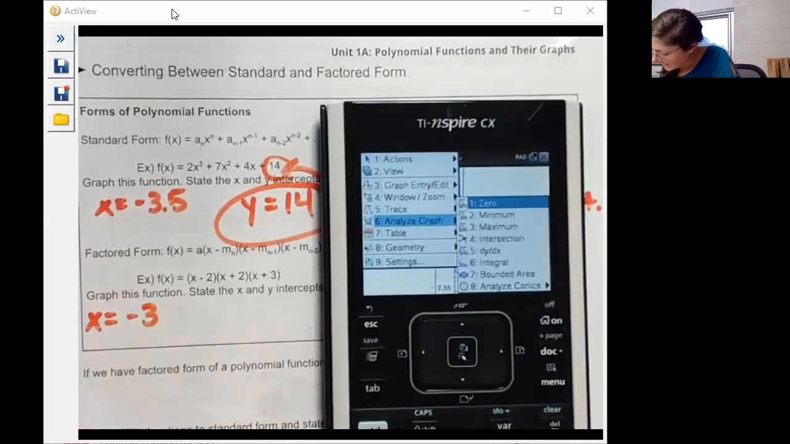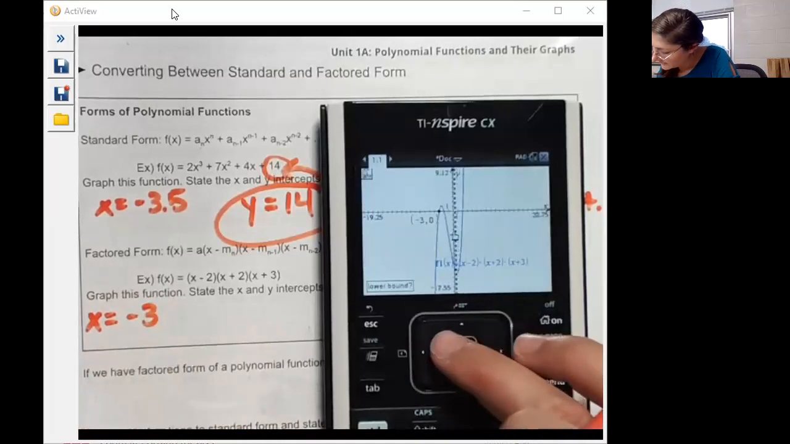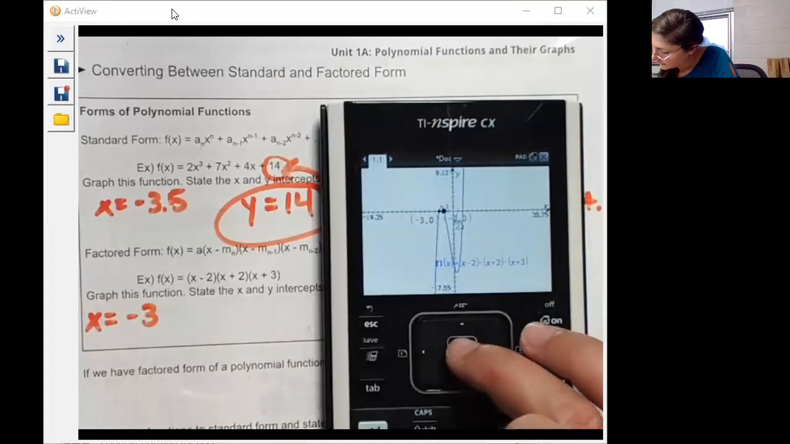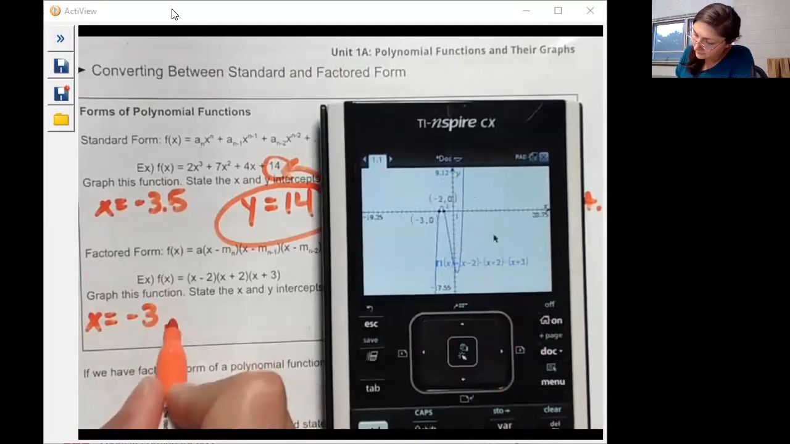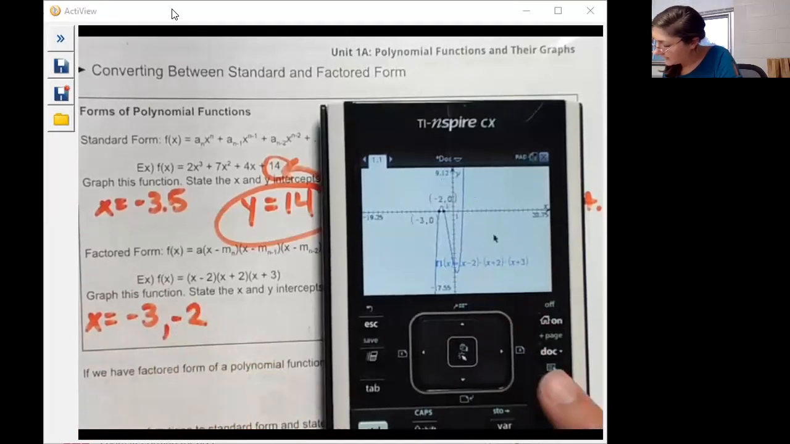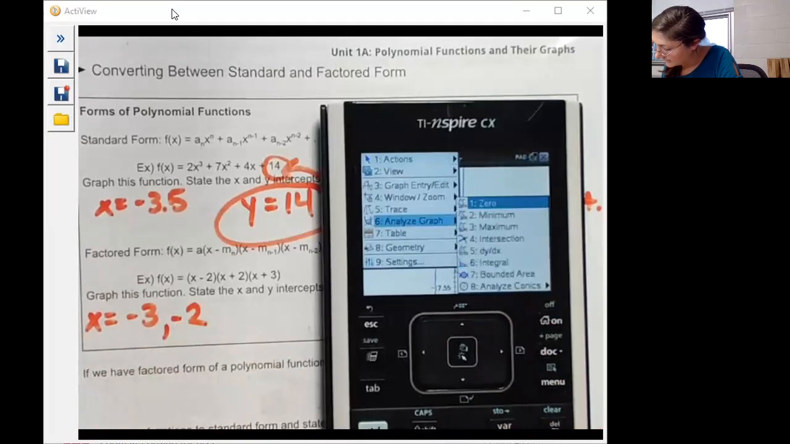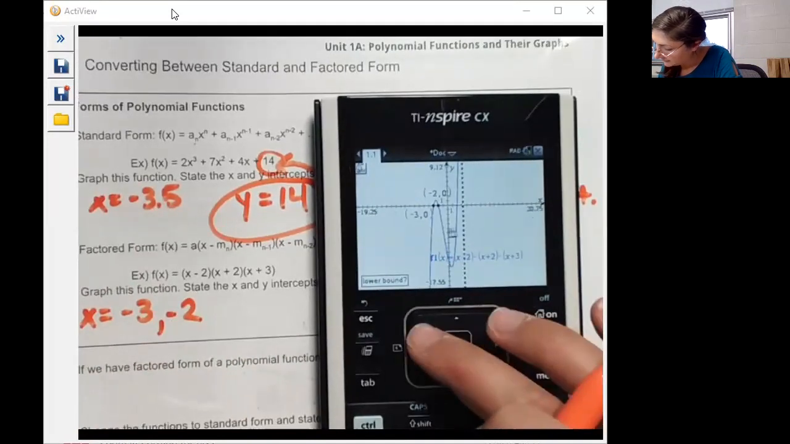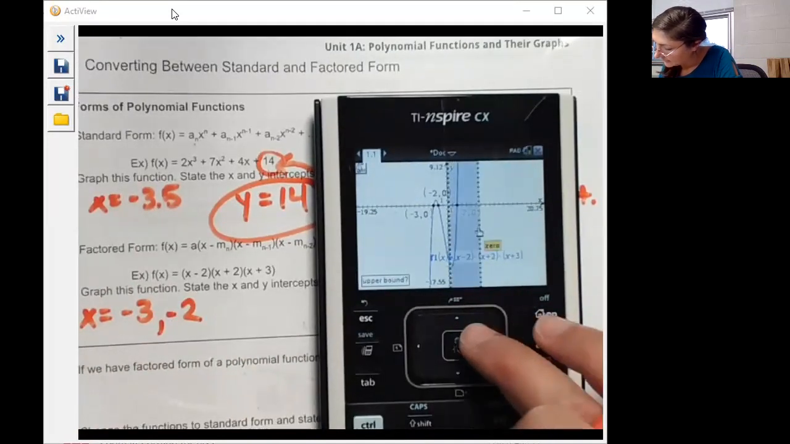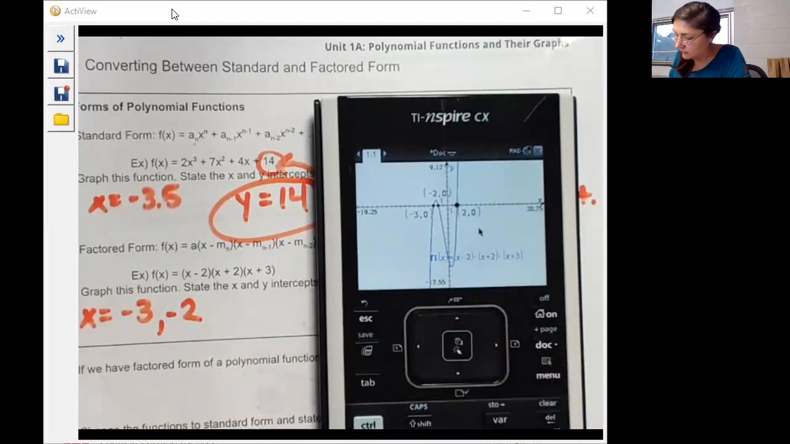Menu, analyze graph, zero. Let me find that second one. So I want to go in between here and then cross. And I get another x-intercept at -2. And then our final one, menu, analyze, zero, is at +2.